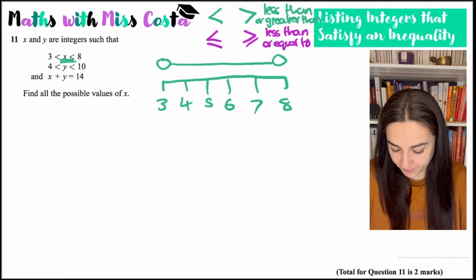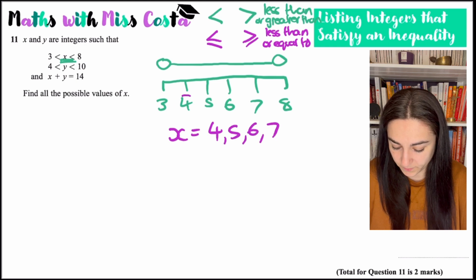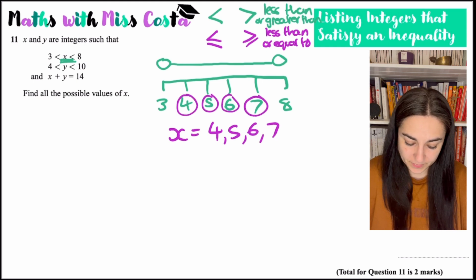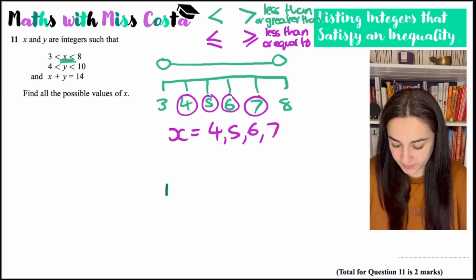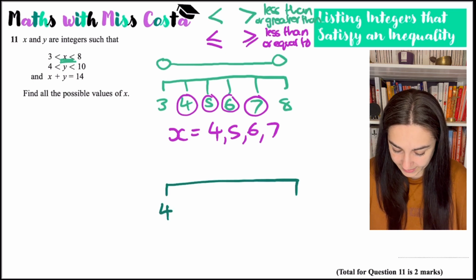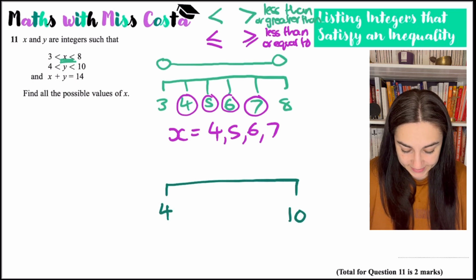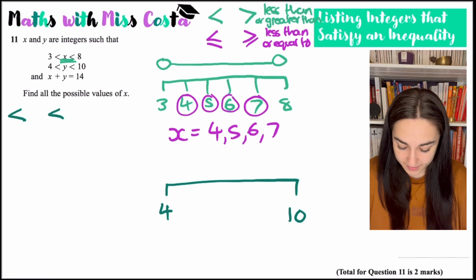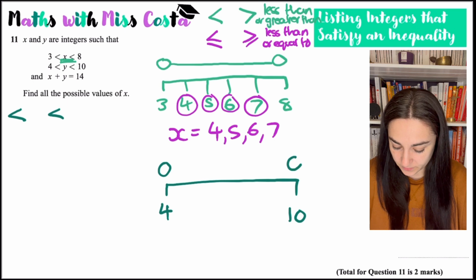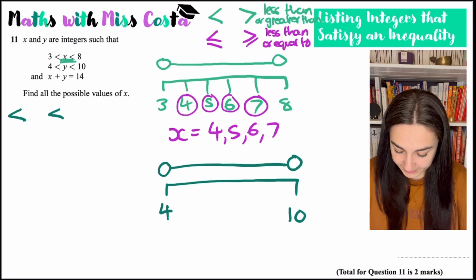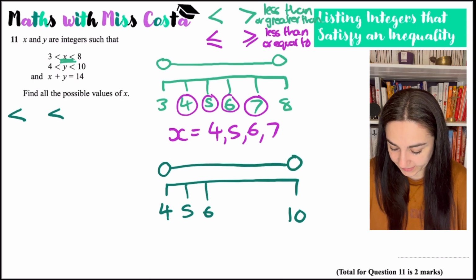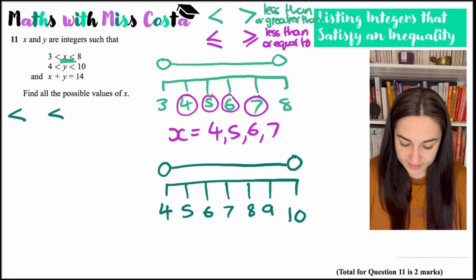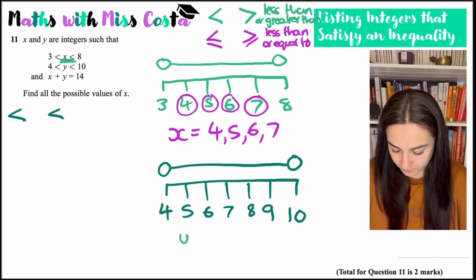Okay, so I know therefore that my integers for x cannot be 3 or 8. So my x values could be 4, 5, 6 or 7. So any of these values. Now let's do the same for y. So a number line with 4 and 10. Again, it's this sign that's been given. So that means 4 is less than y, which is less than 10. So the values that it could be would be 5, 6, 7, 8 and 9. So my y values could be 5, 6, 7, 8 or 9.